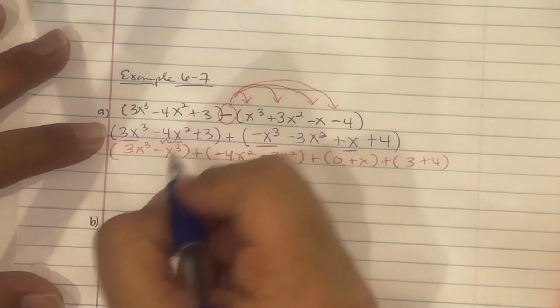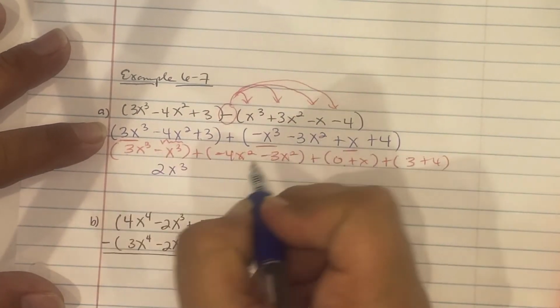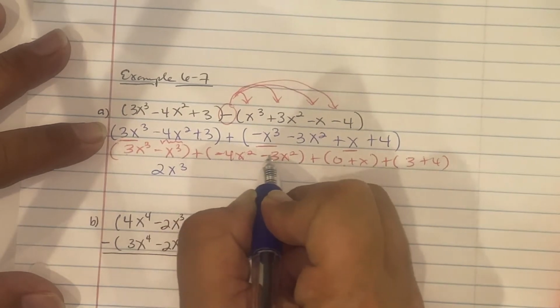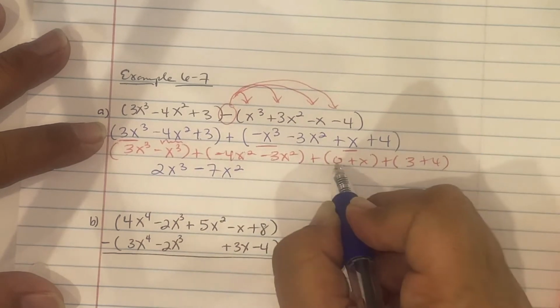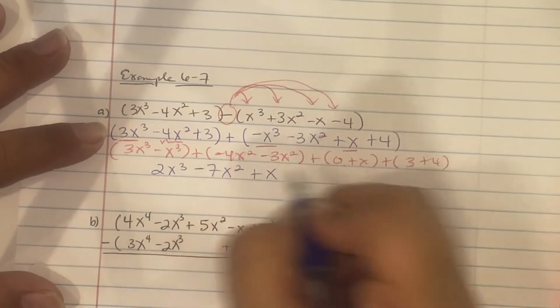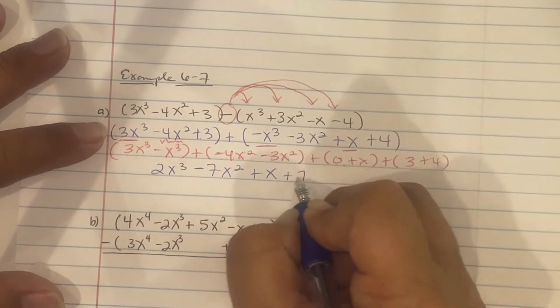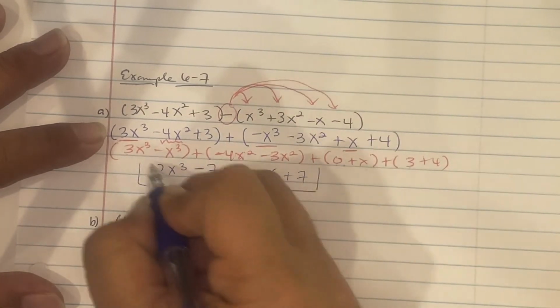So 3 minus the 1 makes it 2x cubed. Negative 4x squared and negative 3x squared is negative 7x squared. 0 plus x is still x. 3 plus 4 is a 7, and it's finished.